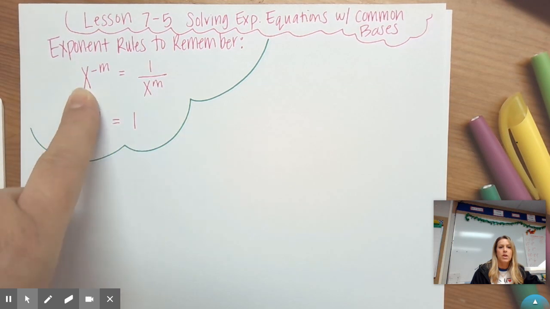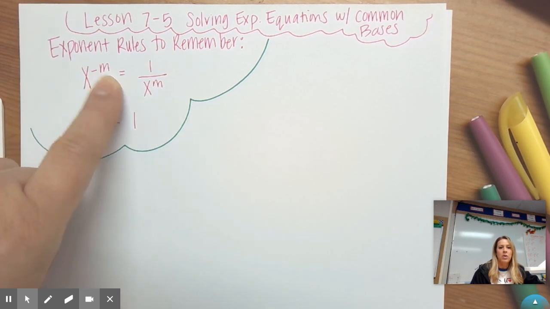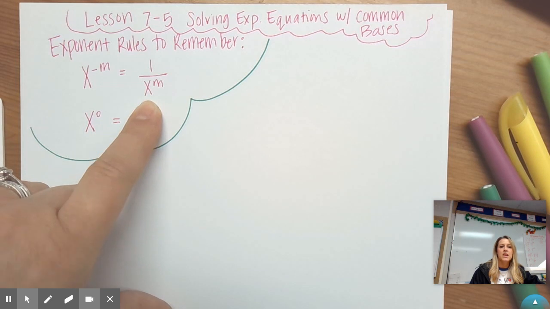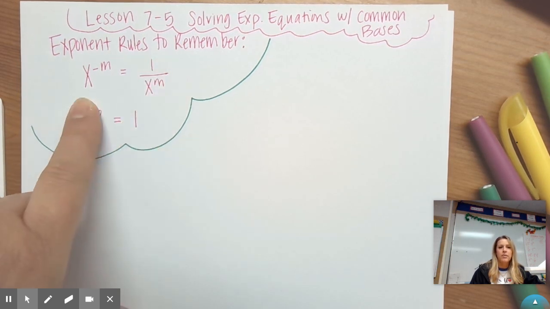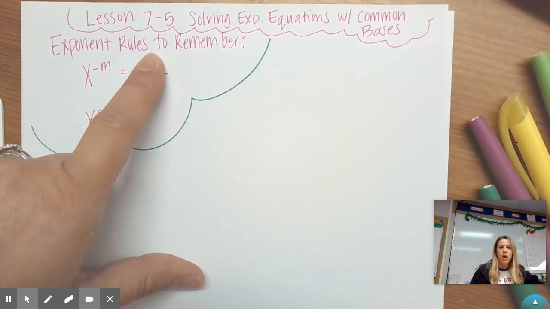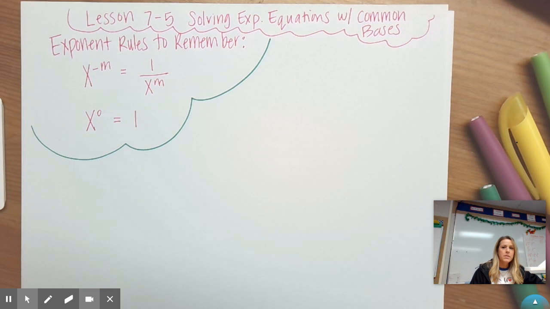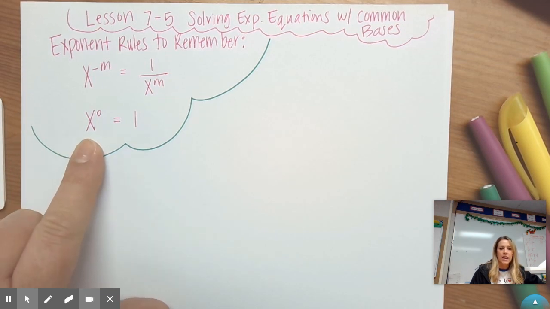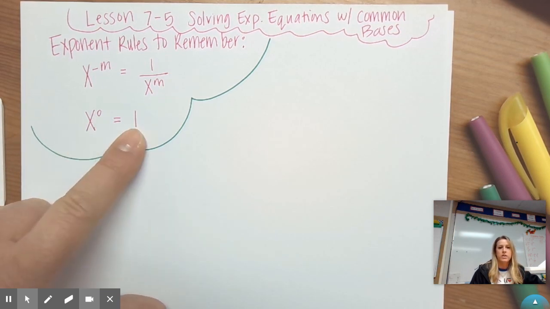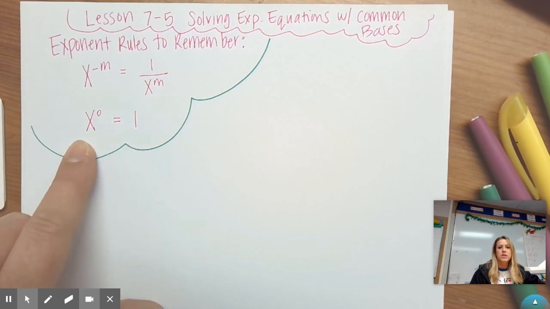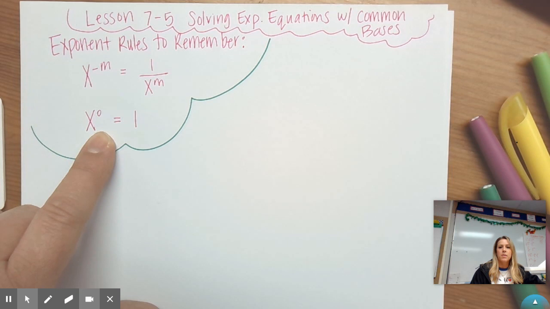So anything raised to a negative power means that it was a fraction. Like if I have 2 to the negative second power, it'd be 1 over 4 instead of just 4. Okay. And then this one, anything raised to the 0 power is always going to be 1. This is just one we have to know and remember because sometimes it'll come up as a special case scenario.